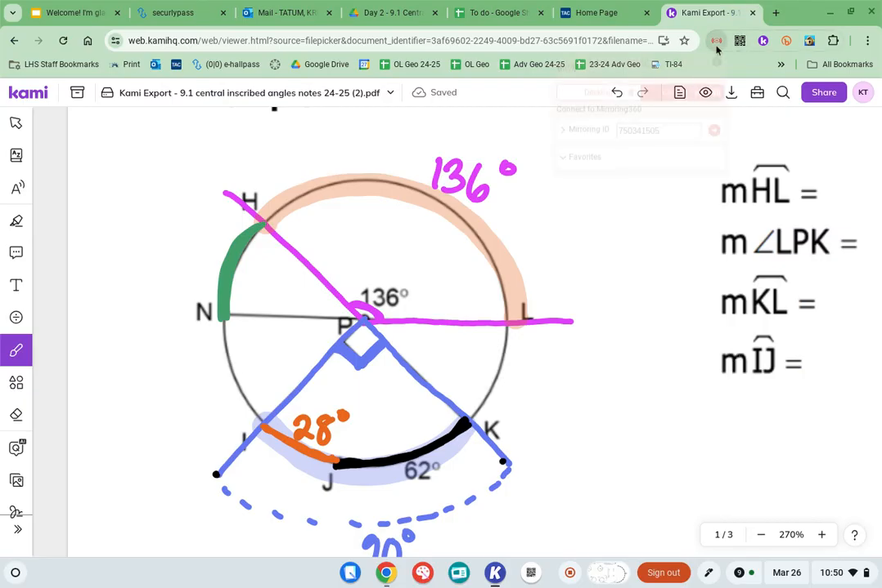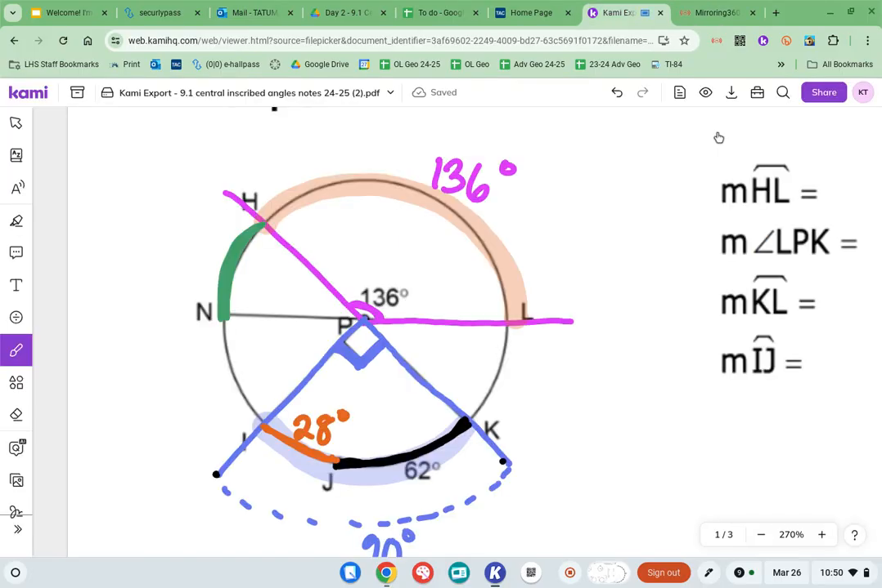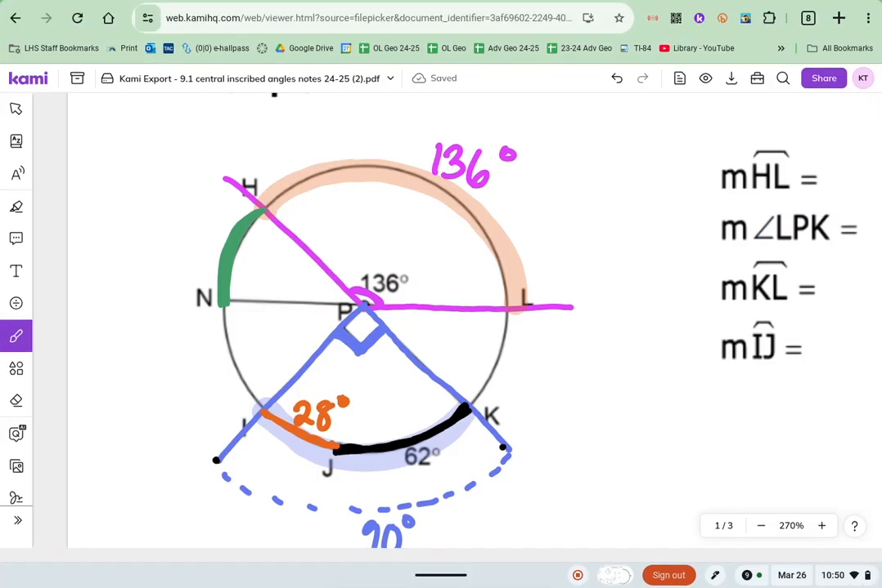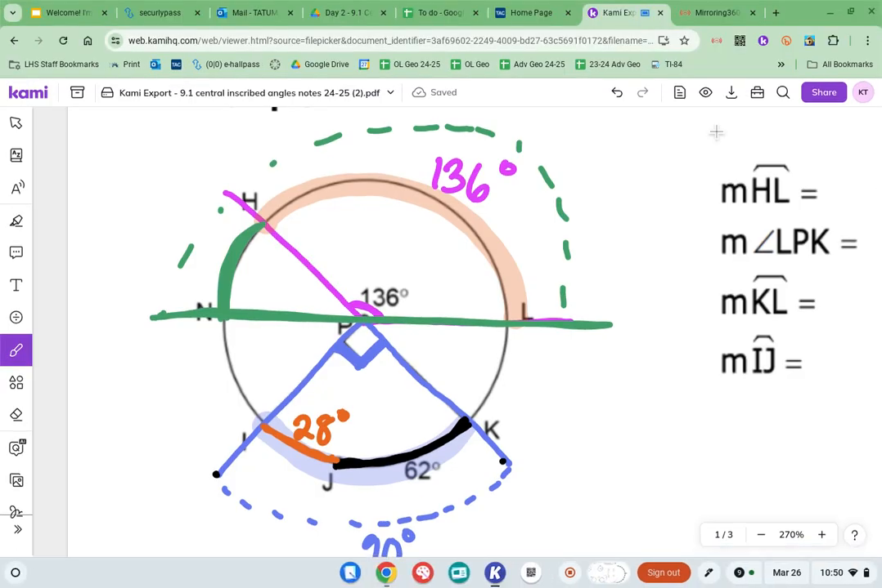For example, if we look above this diameter that's drawn right here, everything above this diameter is a semicircle, so it should all add to 180. We've already used 136 degrees of that semicircle. So we're going to do 180 minus 136 to figure out how many degrees we have left for the little HN piece. 180 minus 136 gives us 44 degrees for that HN arc.